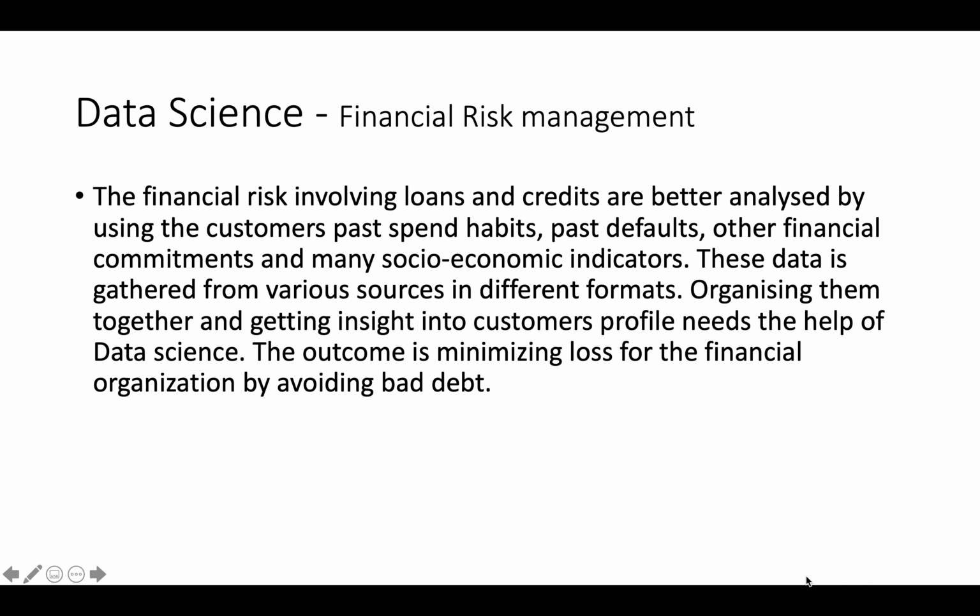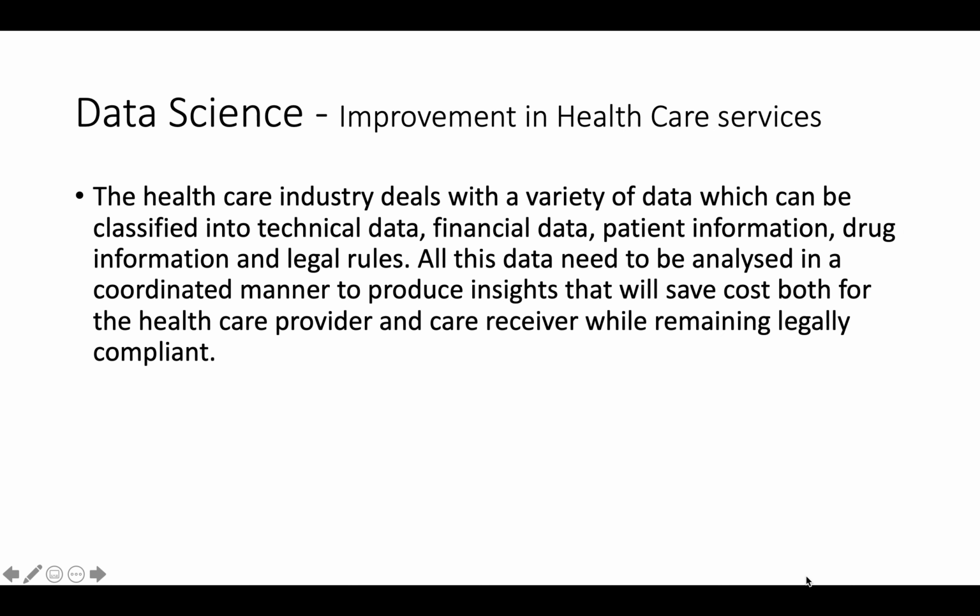The second part is financial risk. Financial risk management analyzes credit loss better by using the customer's past spending, and finds the financial income, community, and many cost equations in it. Their data is a great source, from different funds. Organizing them together helps data science.